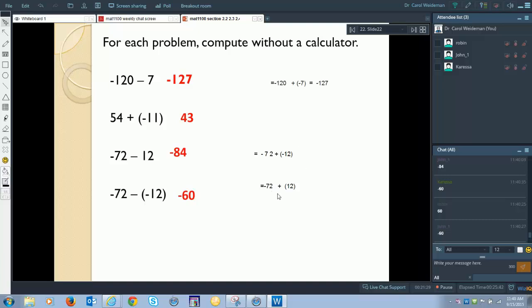Because when I got to this point here, I had opposite signs. So what do I do when I'm adding numbers with opposite signs? I subtract and I keep the sign of the larger number. Very good.